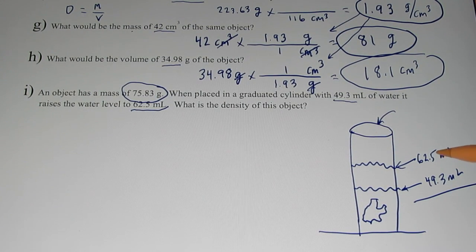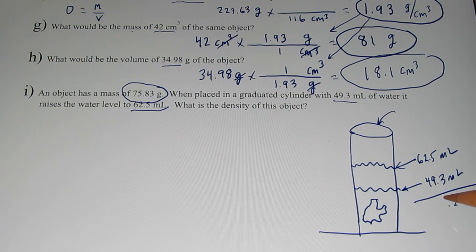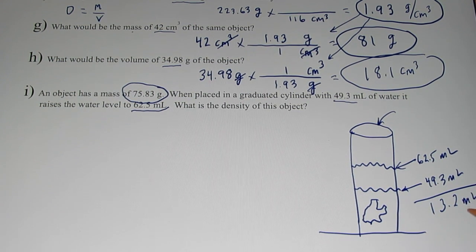So the volume of the object is how much water it displaced. So let's find the difference here. 5 minus 3 is 2. 12 minus 9, that's 3. Had to borrow 1. Okay, so 13.2 mils would be the volume of my object. Now I'm subtracting here, kiddos, and when I subtract, I look at decimal places when I round off my answer. So this is to the nearest tenth, this is to the nearest tenth, so my answer can be to the nearest tenth. So 13.2 milliliters would be the volume of my object.